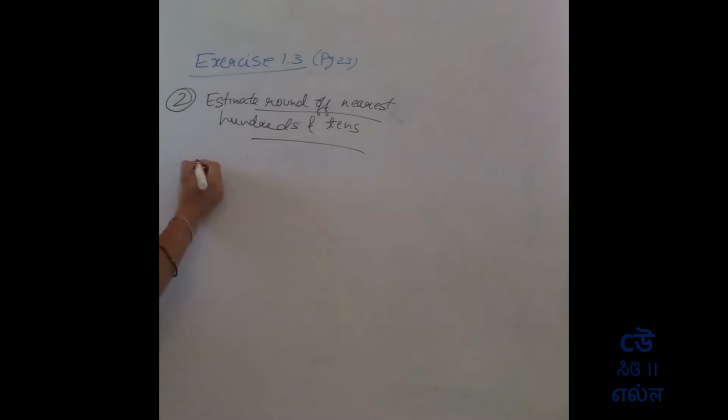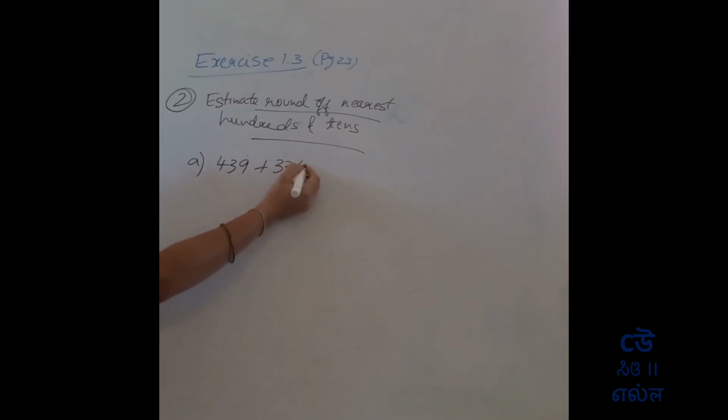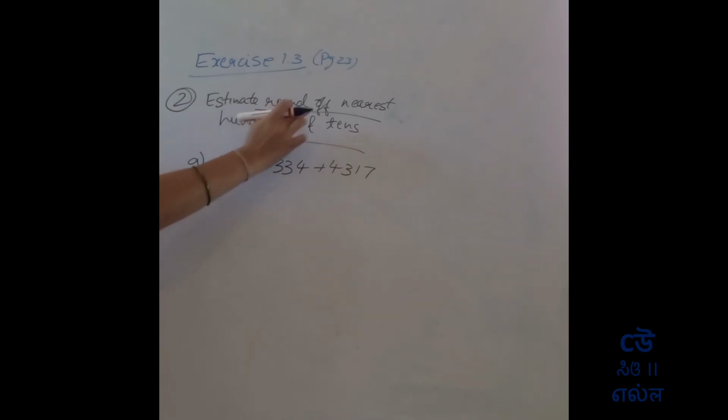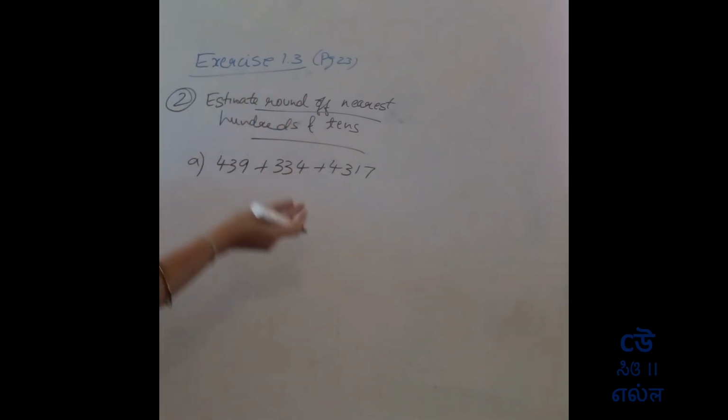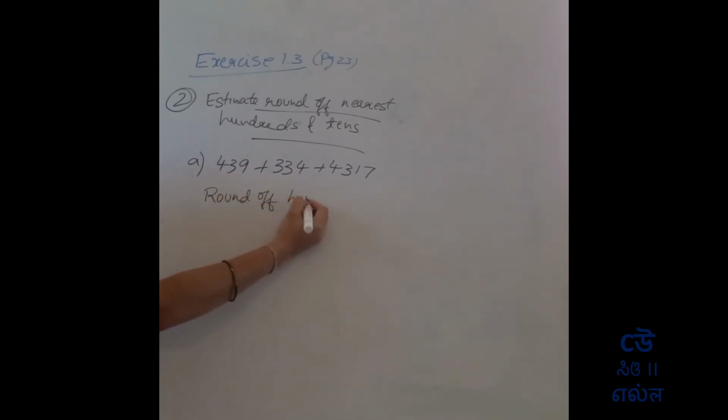So the first problem is 439 plus 334 plus 4317. Okay. We have to do both. We have to round off to nearest hundreds and nearest tens. Both we have to do. First we'll do round off to hundreds. Okay.